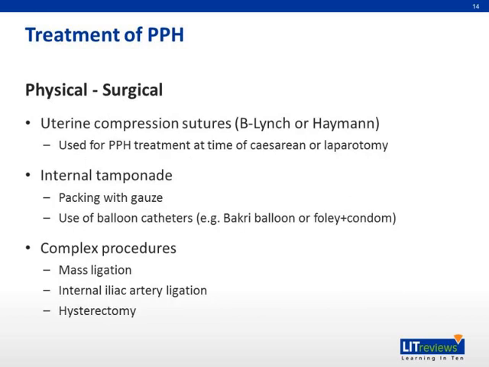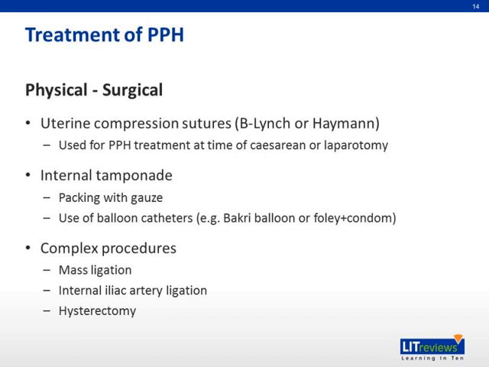The last treatment of PPH is surgical interventions. Commonly and importantly, we know that there are uterine compression sutures such as the B-Lynch sutures or the haemostatic sutures, and this is used for PPH treatment at the time of cesarean or laparotomy.